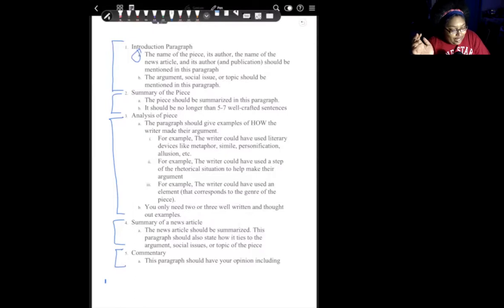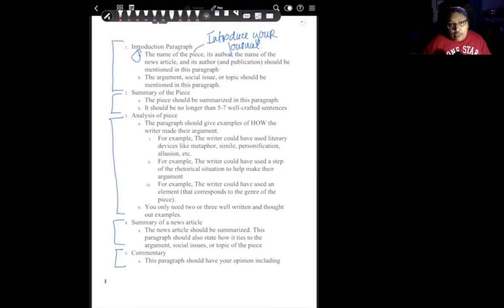What it doesn't say here is you're definitely going to introduce your journal. And there are several ways to do an introduction. You can do a rhetorical question. You can do a really cool quote that captures the essence of what you're trying to say. You can open it up with a scenario or an anecdote. So there are different ways to open up an introduction paragraph.